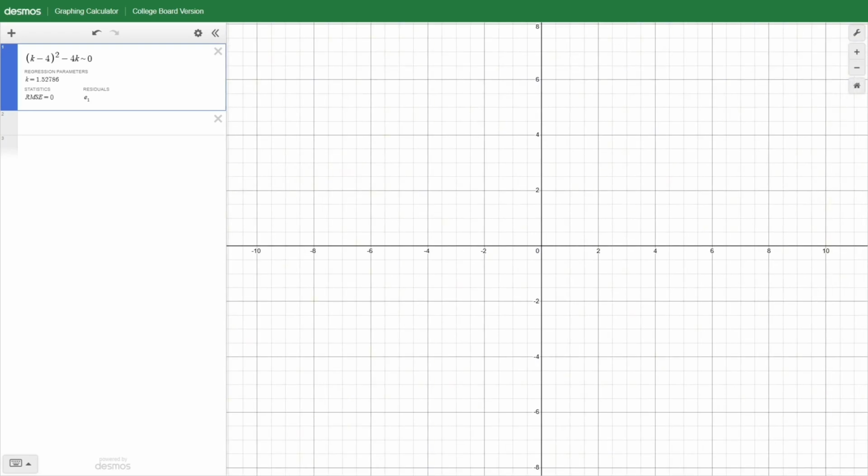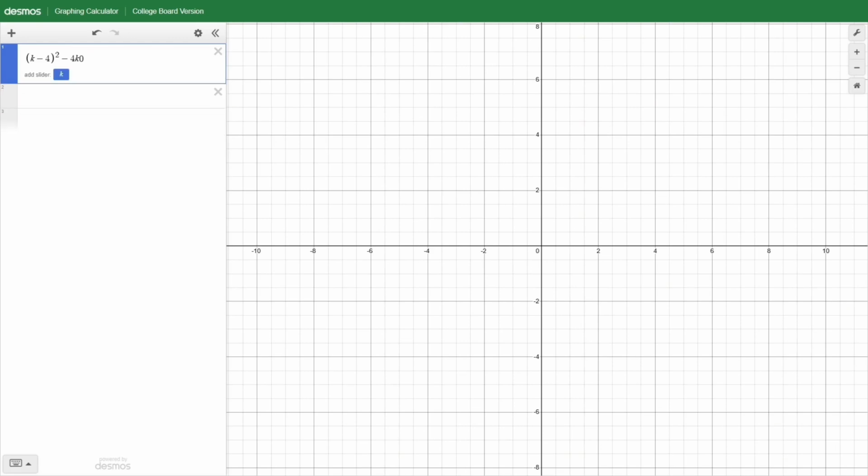Regression's problem is that it's only going to give you one solution for your regression parameter. So you can see here, it's only giving me one value of k that makes this true, 1.52786. And so I know that there has to be at least one value of k that can make this true. But the question is asking me how many there are, which implies that there could be 2 or 3 or 4, and so on. And so this is not a viable way to solve the problem.